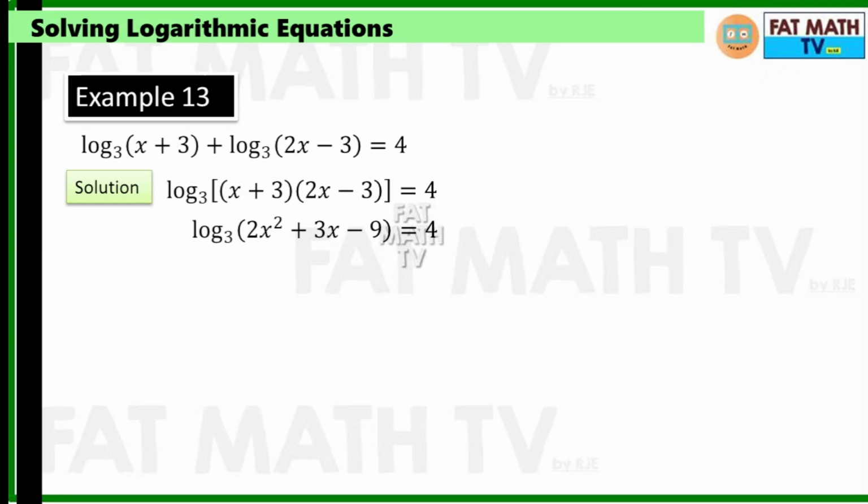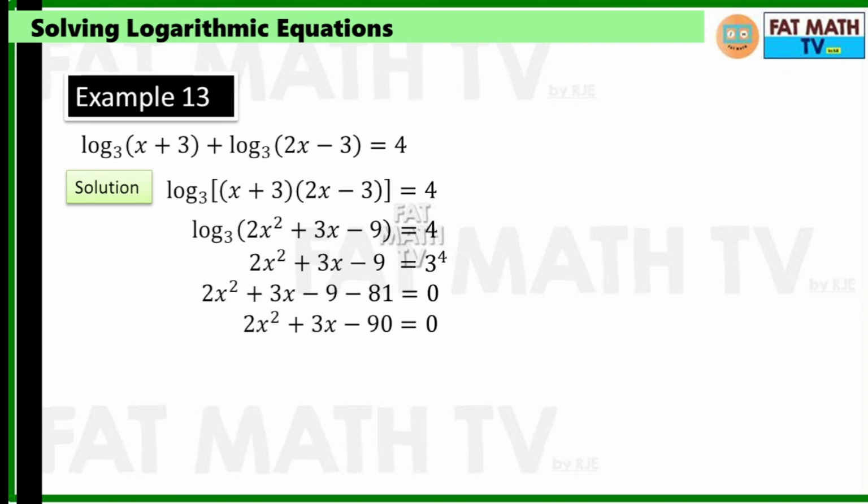Okay, transform to exponential form. So 2x squared plus 3x minus 9 equals 3 raised to 4. 3 raised to 4 is 81. You put that to the left because this is a quadratic equation. That will give you negative 9 minus 81. That is negative 90. And then factor. So factors are 2x plus 15 and x minus 6.